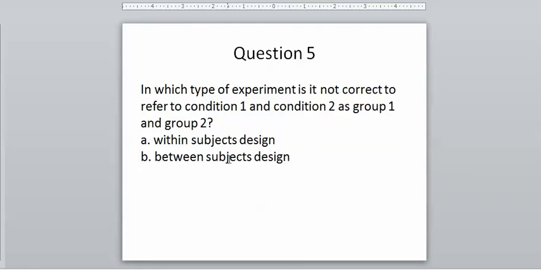Now what about this one? Well, if it's a within subjects design, you have a single group of people that are going through condition 1 and condition 2. So the 2 conditions don't have separate groups. So it's not correct in a within subjects design. In a between subjects design, group 1 goes to condition 1 and group 2 goes to condition 2. But in a within subjects design, one group of people goes through condition 1 and condition 2.